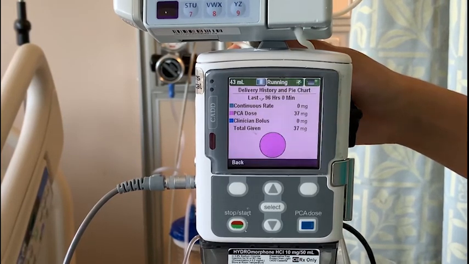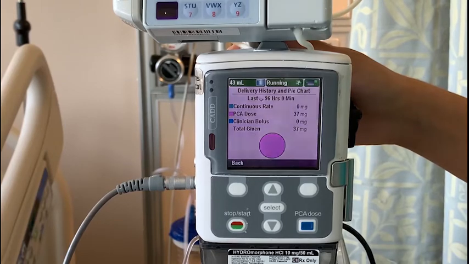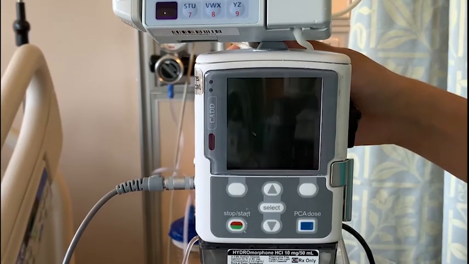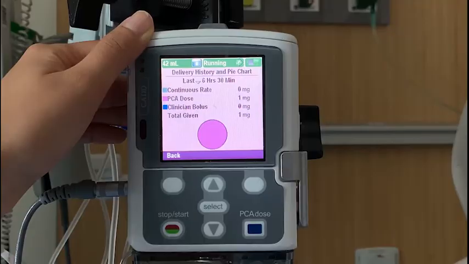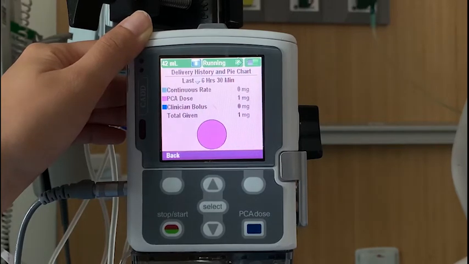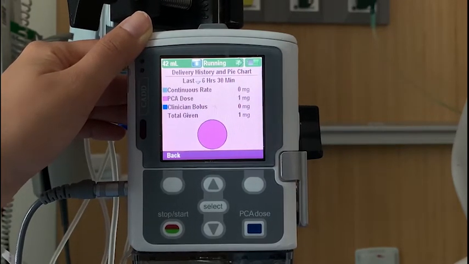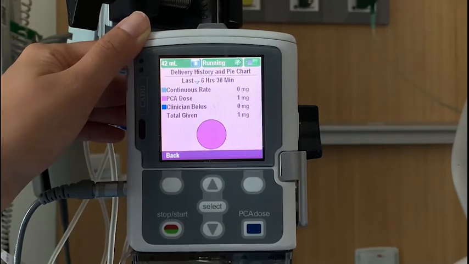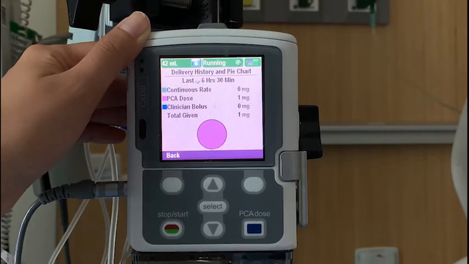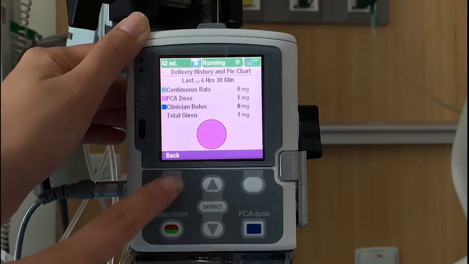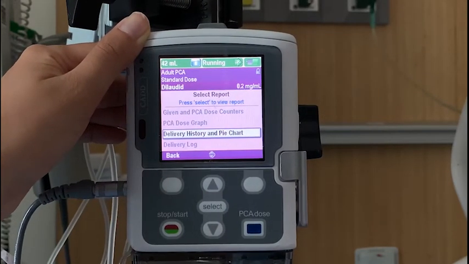We recommend daily documentation of the current settings and the last 24-hour total dosage administered. To access information about the number of times the patient presses the button and the number of times a PCA dose was given, go back to the Reports page. Click on PCA dose graph.